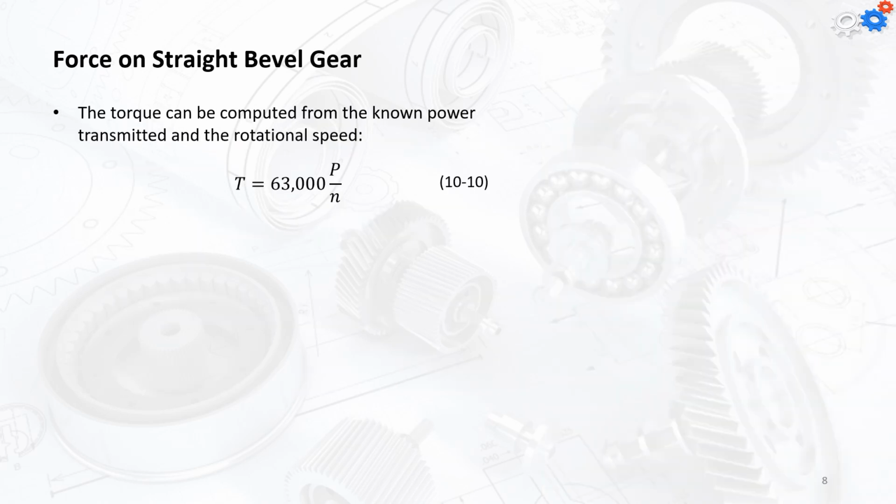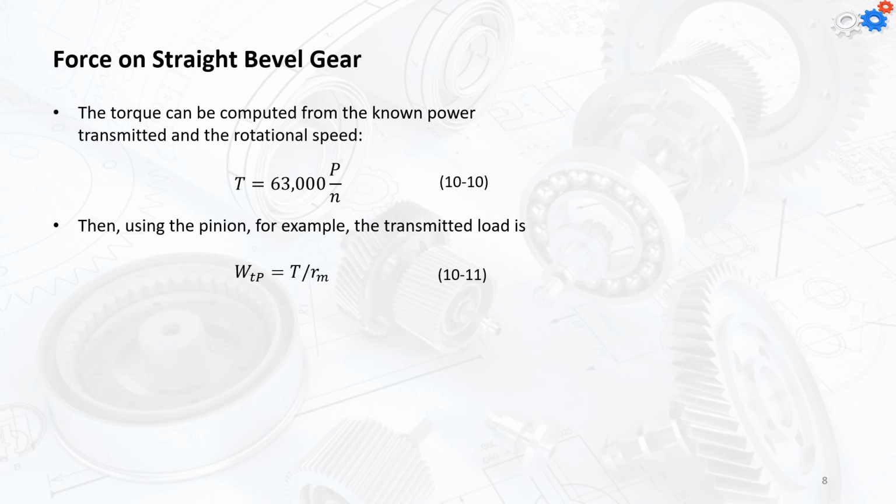Starting the calculation of the forces on straight bevel gears, first we can calculate the torque by knowing the power and the RPM value. The torque can be computed from equation 10-10: the power multiplied by 63,000 and divided by N in RPM. The power here is in horsepower, not kilowatts. You have to remember that.